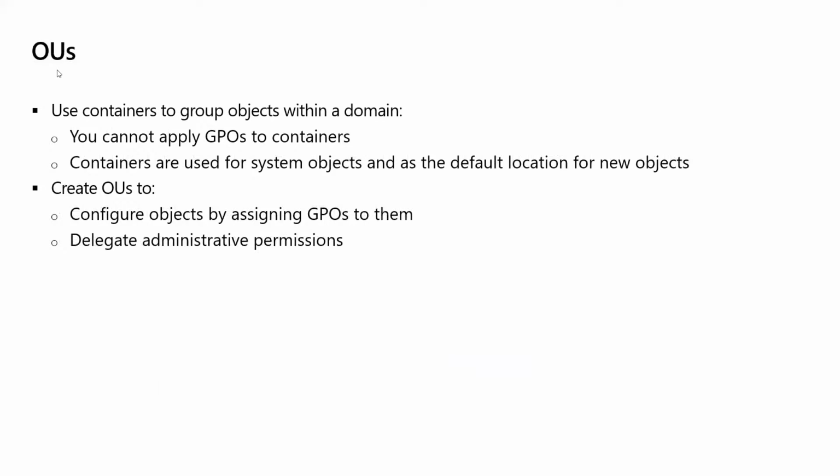Next, OU. What is OU? OU is a container, organizational unit. Use containers to group objects within a domain. You cannot apply GPO to a container. Containers are used for system objects and as the default location.